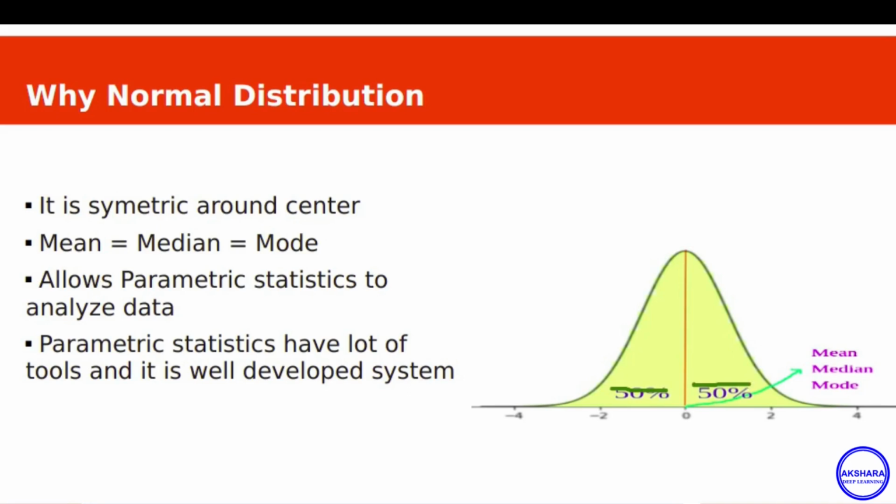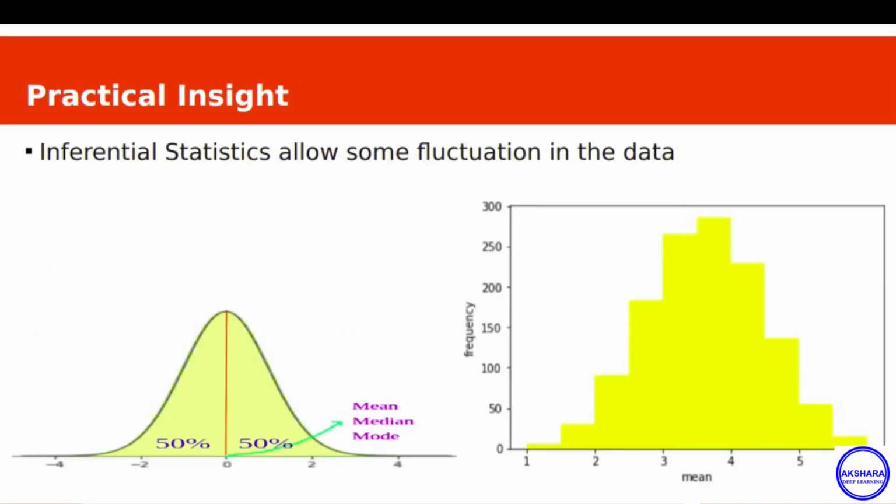Having a normally distributed dataset usually allows the usage of parametric tests to analyze the data. If data is normally distributed, parametric statistics are possible. Parametric statistics have lots of tools and it is a well developed system. But real world data will not be perfectly normally distributed. Still, inferential statistics is powerful enough to allow for some fluctuation within the data.